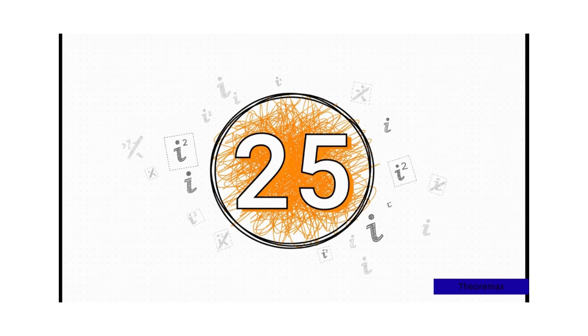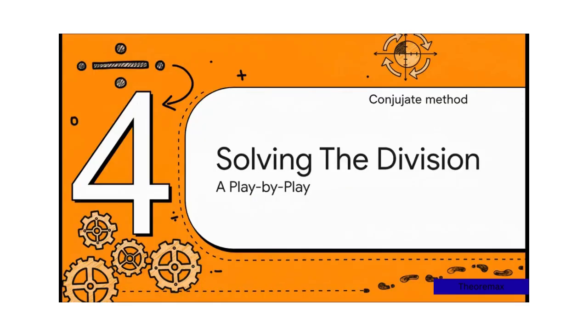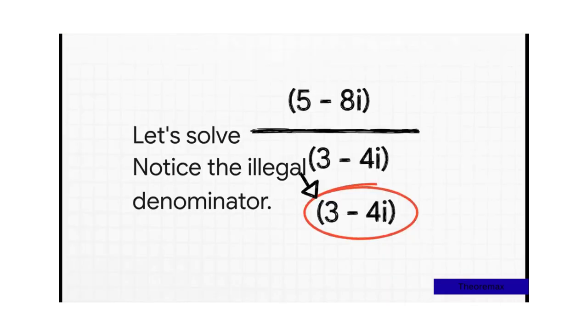That is the trick. Okay, theory is cool and all, but let's put our new tool to work on a real problem. We're going to walk through an actual division, step by step. Here's our problem for today. We need to solve (5 minus 8i) divided by (3 minus 4i). And you can see it right there, can't you? That illegal i just sitting in the denominator, mocking us.